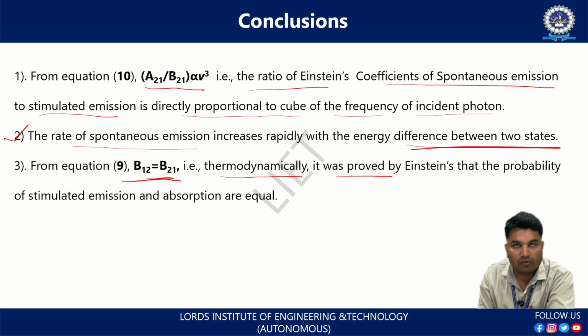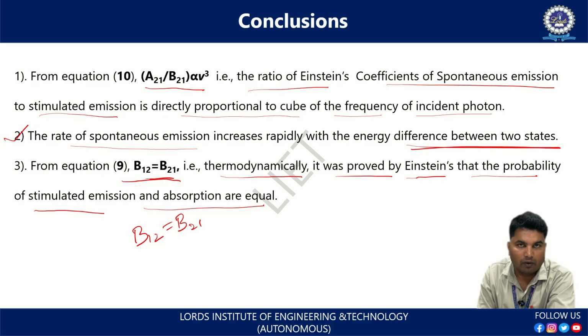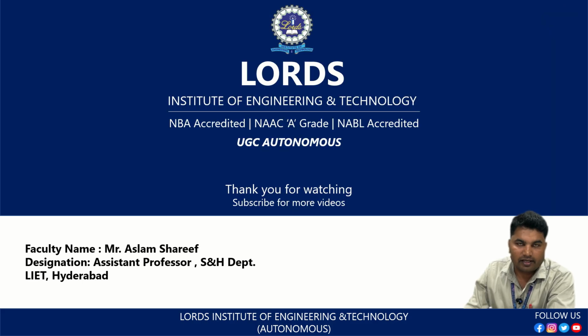thermodynamically, it was proven by Albert Einstein that the probability of stimulated emission and absorption are equal. Henceforth, they concluded B12 will be equal to B21. In the coming series, we'll discuss the main parts of the laser, ruby laser and helium neon laser.